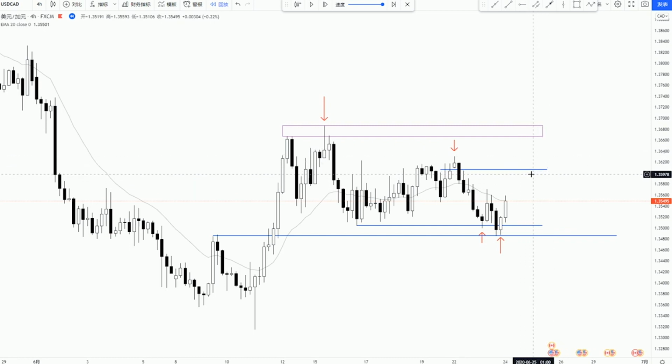Look for the entry pattern. There's already a secondary breakout signal, and the short break has been established, and the breakout has two lower lows.